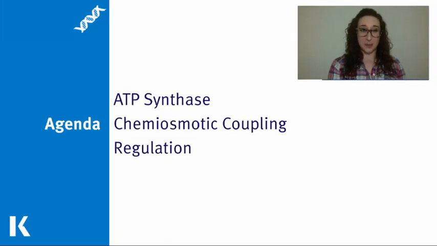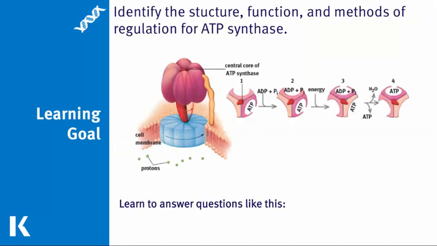Oxidative phosphorylation is a big process that you're going to hear about in other places when you're studying. But in the meantime, this video is going to focus on ATP synthase and its part of the process, as well as the role chemiosmotic coupling has in producing ATP, and finally, the way ATP synthase can be regulated in the oxidative process. Ideally, by the end of this video, you'll understand the big picture of ATP synthase, how it works, and what role it plays in oxidative phosphorylation.